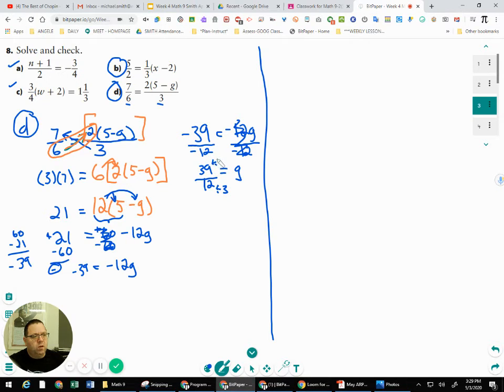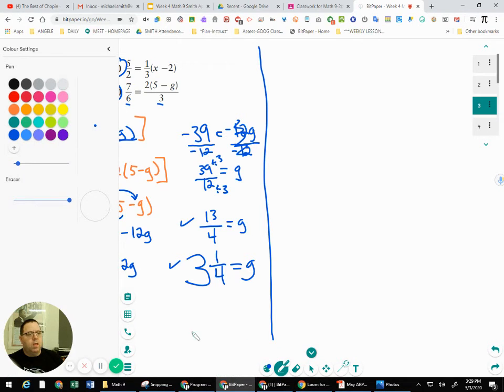3 goes into both here. That's supposed to be a division sign. And you get 39 divided by 3 is 13. 12 divided by 3 is 4. 4 into 13 goes 3 times with a remainder of 1. Okay? So I'd be happy with this answer, and I'd be happy with this answer.